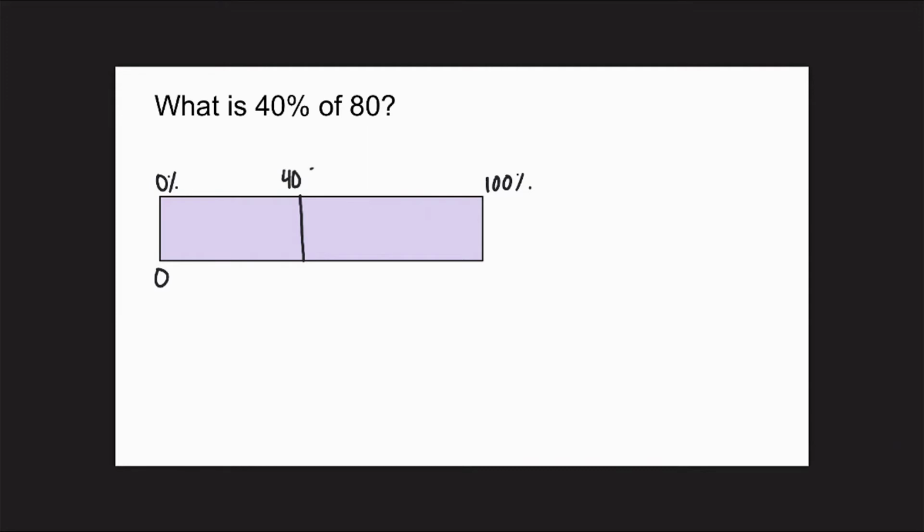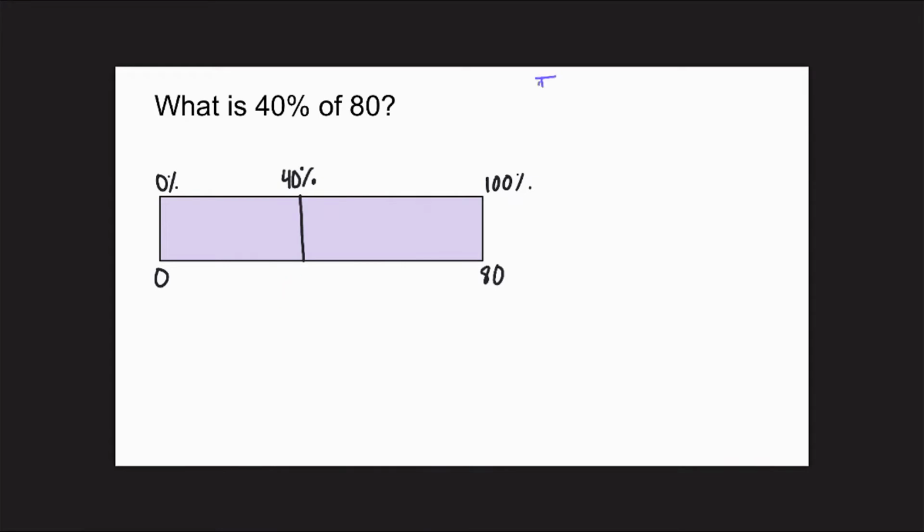I'm going to put that 40% on the top because these are where I keep my percents, and the numbers down here are where I'm going to put the part and the whole. So it says, what is 40% of 80? Of 80 means of the entire thing, so I have my whole number. If you can see here, I have my percents, I have my whole. So what am I missing? I'm missing the part. So on this one, I need to find the part.